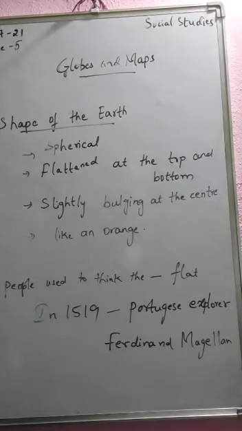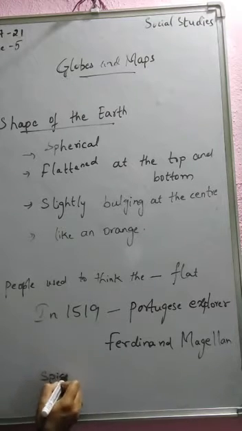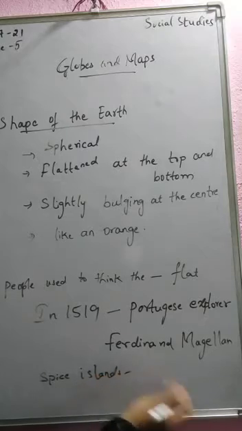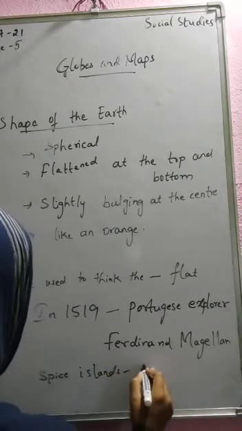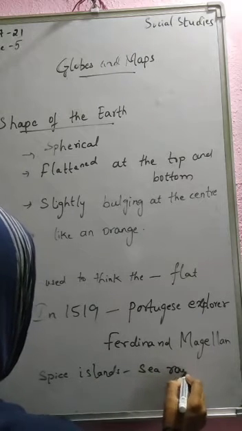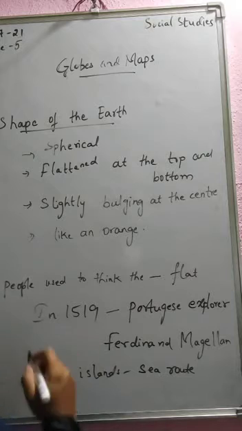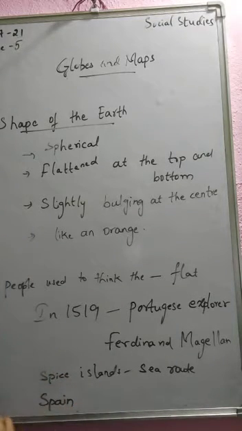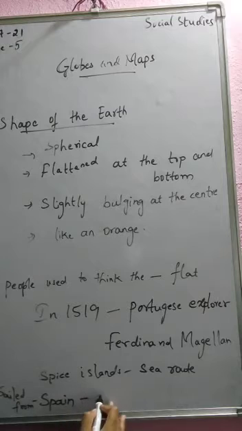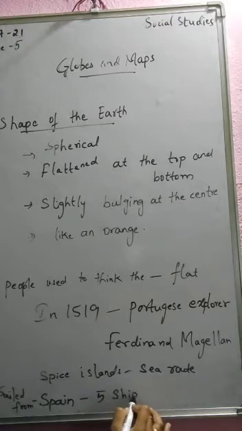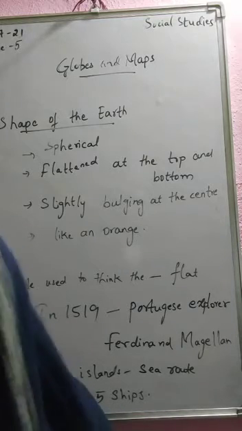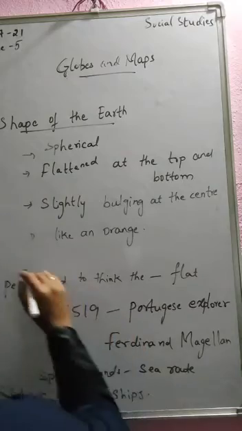So what did he do? He set out in a sea in search of the islands, a sea route to the Spice Islands. Okay, Spice Islands. So he moved through the sea route. He sailed from Spain with 5 ships. From where did he start sailing? From Spain, in how many ships? 5 ships. Then later on I'll write it down.